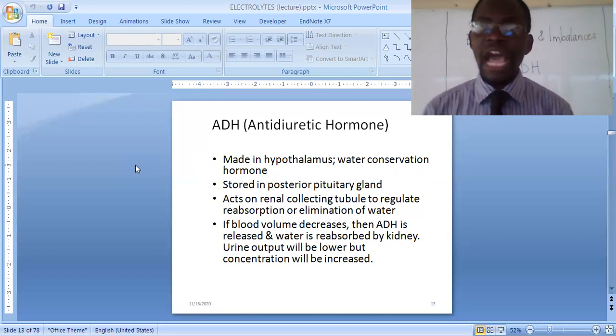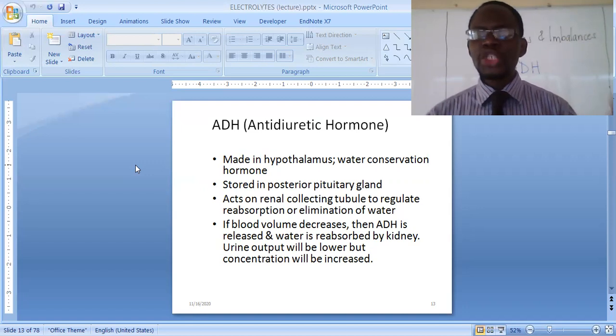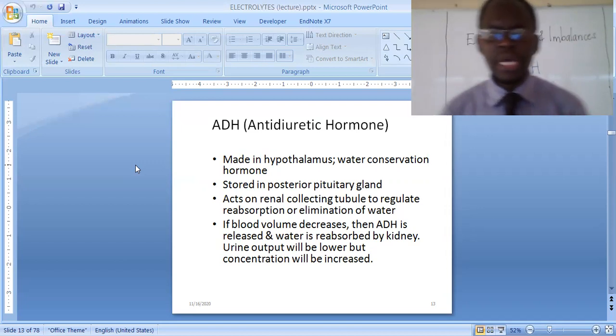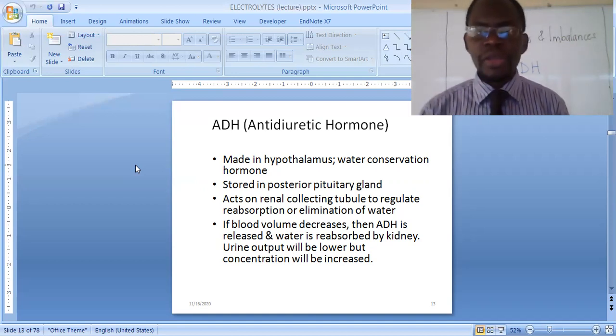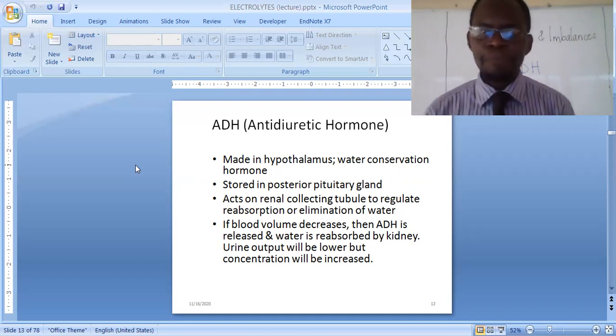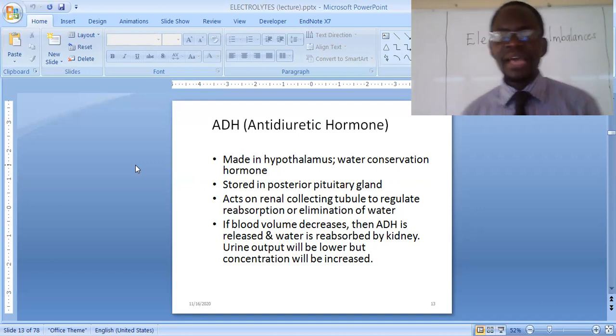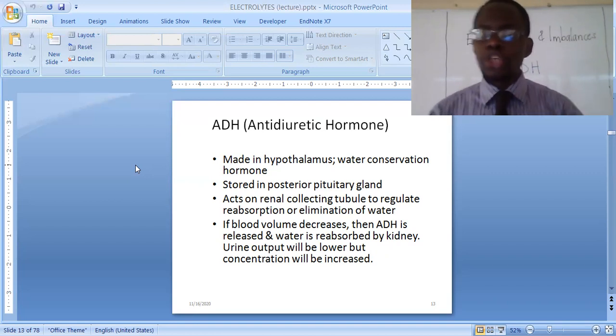manufactured within the hypothalamus. And basically its role is to conserve water. In other words, it makes sure that water is absorbed, and its point of action is within the nephrons of the kidney. Now you should remember that it is made from the hypothalamus, which is located in the head or in the brain. And then it is stored in the posterior pituitary gland, and it acts at the nephron, at the level of the collecting tubule to cause reabsorption of water.